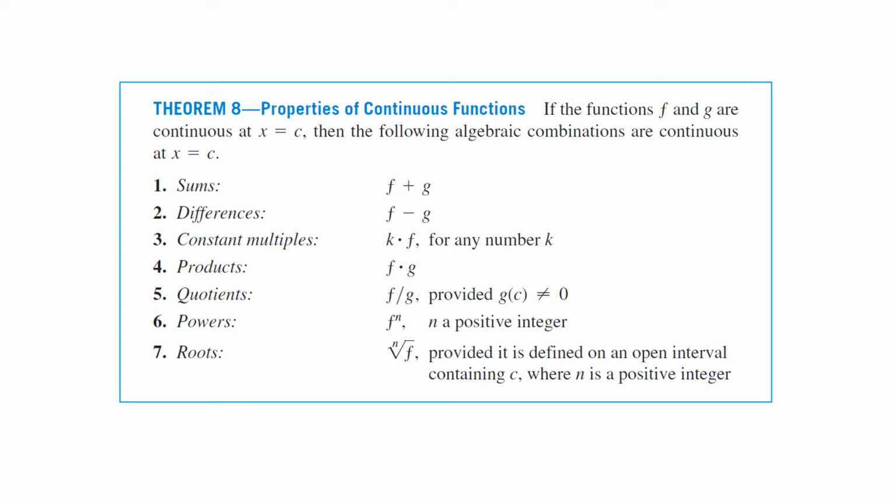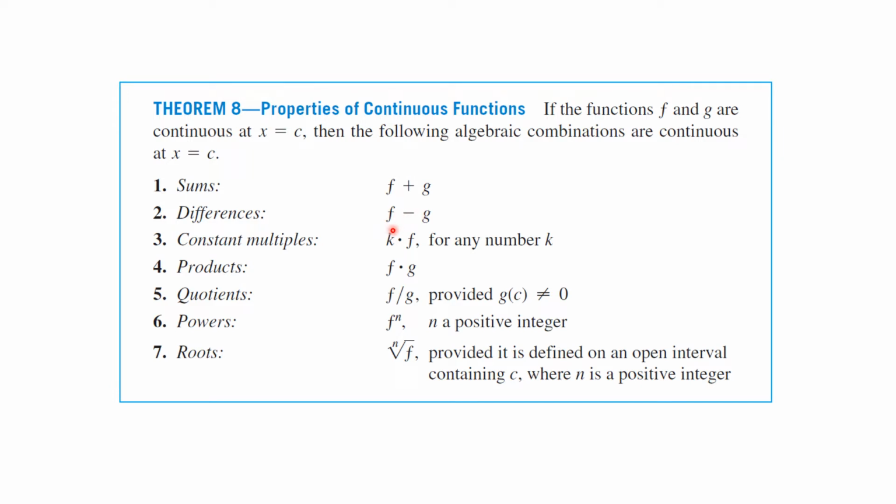We're going to go ahead and start with properties of continuous functions. If the functions f and g are continuous at a point x equal to c, then the following algebraic combinations are continuous at x equal to c. If we add the two functions, then the resulting function will be continuous at c, because the two functions are continuous at c. Their difference also will be continuous at c.